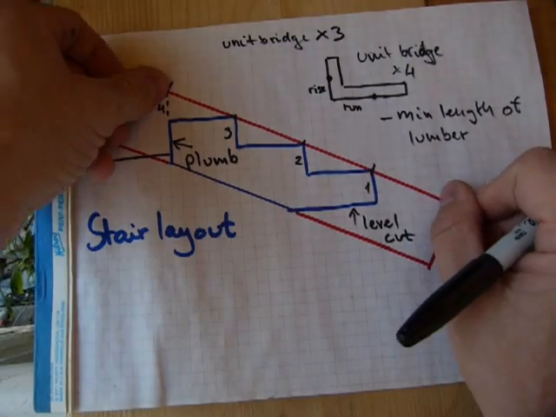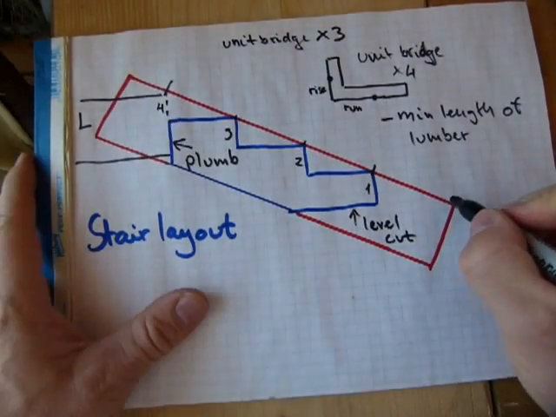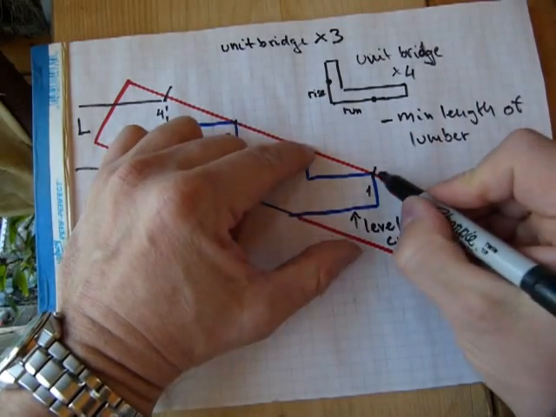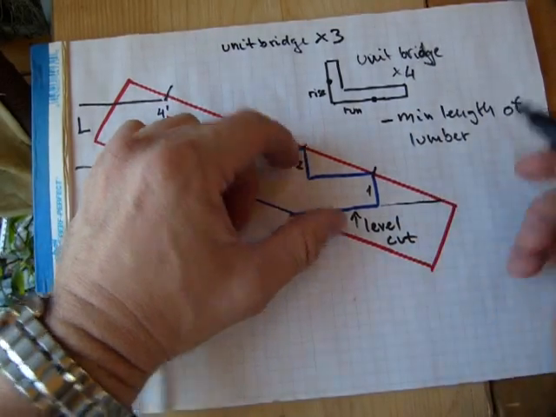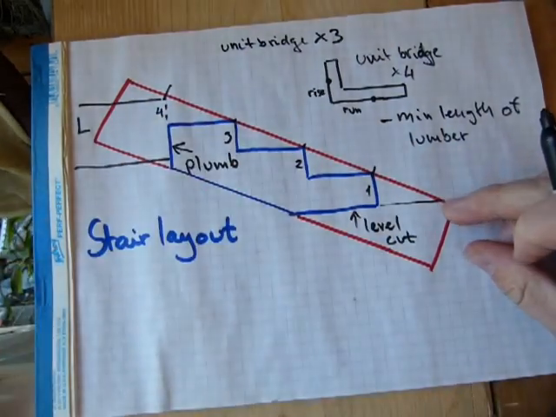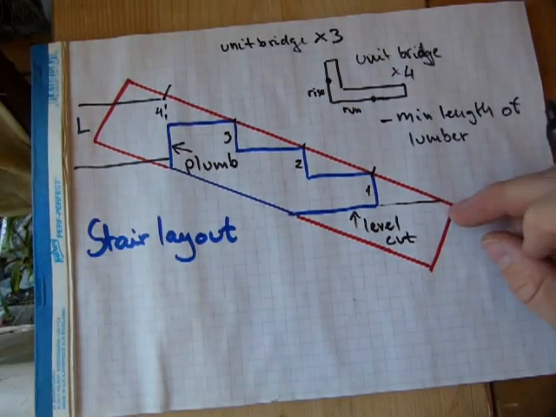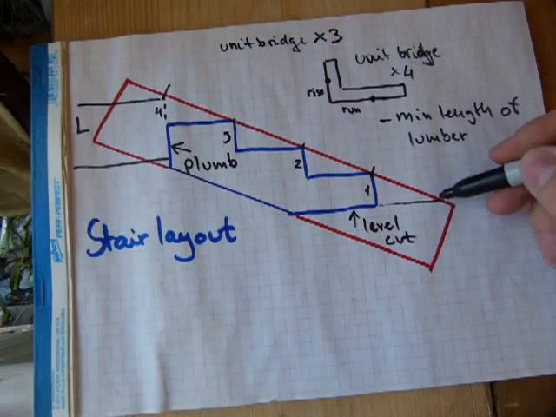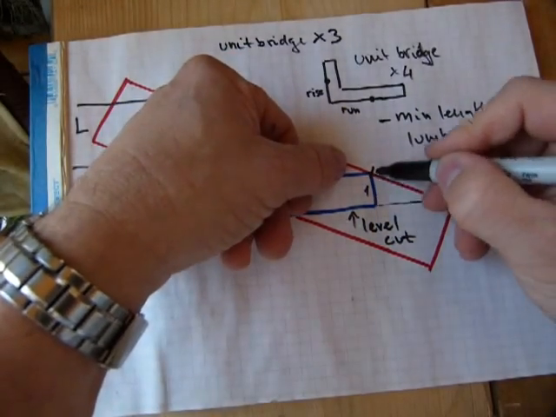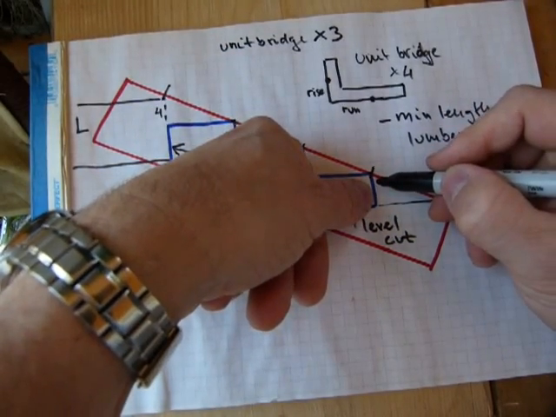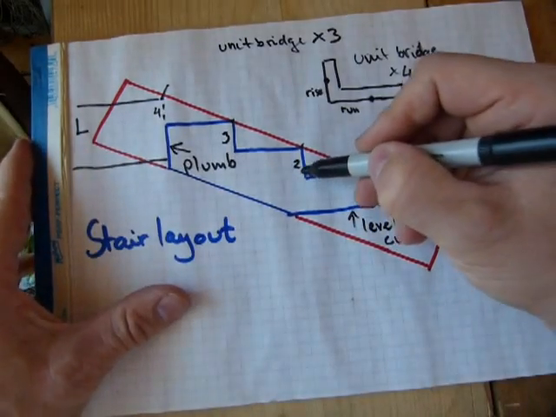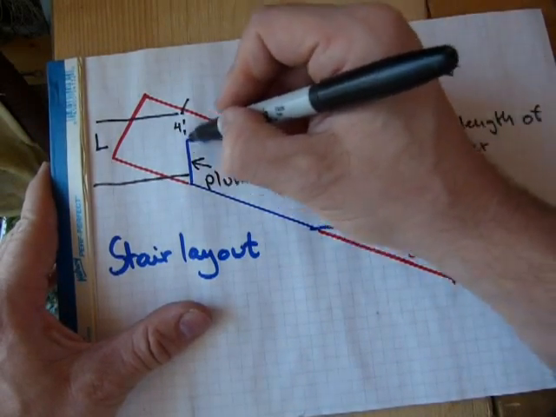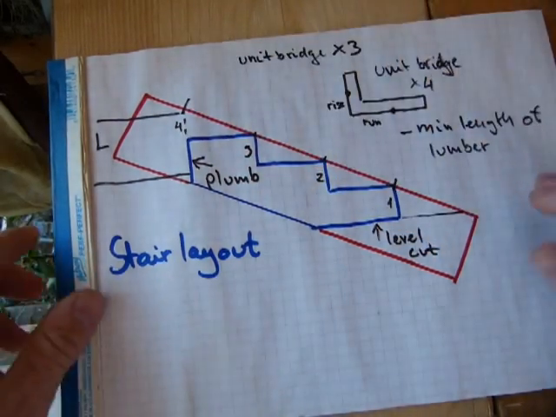That's the minimum length of lumber that we need, because the first placement of the square will be here. This is the first spot. So from the corner of the lumber, you can see that's as close as you can go. This first placement will give us the first riser. This is the second placement for the framing square. Here is the third placement for the framing square and the fourth placement for the framing square.